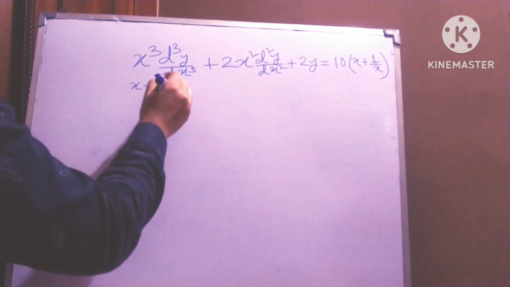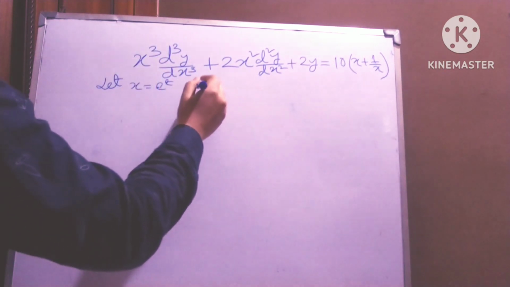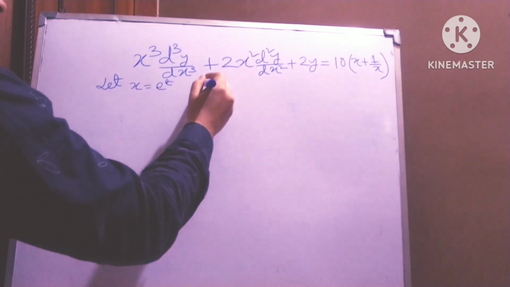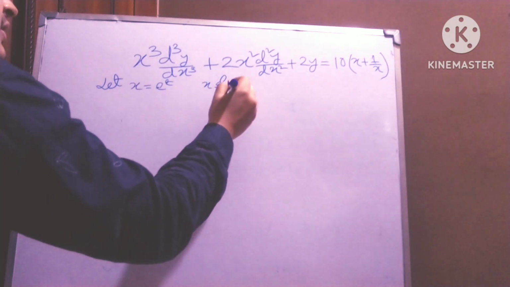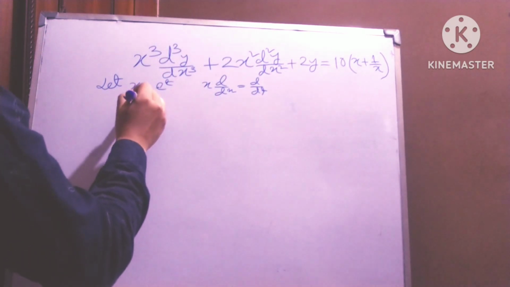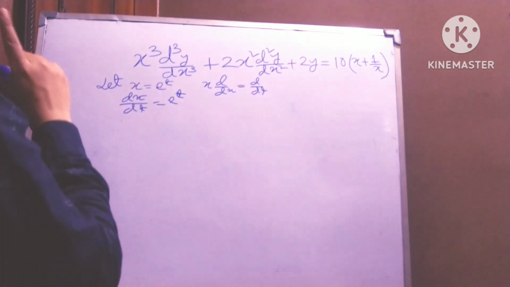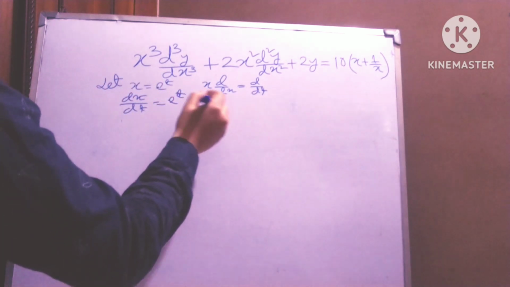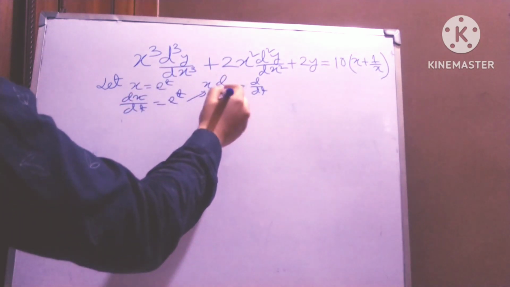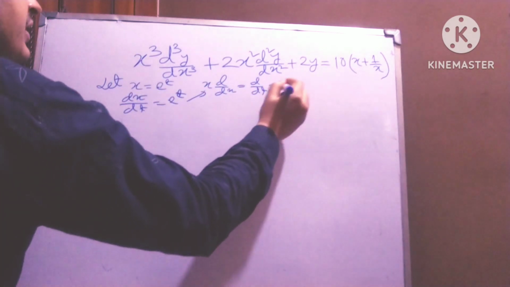x equals to e to the power t. So if let x equals to e to the power t, so what I get? I get x into d/dx, d/dx is equal to d/dt. How it is possible? Because dx by dt equals to e to the power t, and after that, friends, you can get this, because d/dt equals d/dx divided by dt. So similarly you can take it as theta.